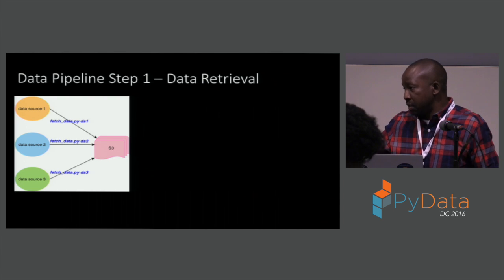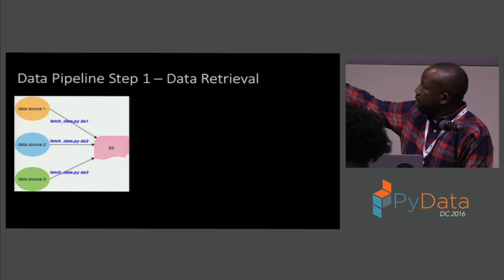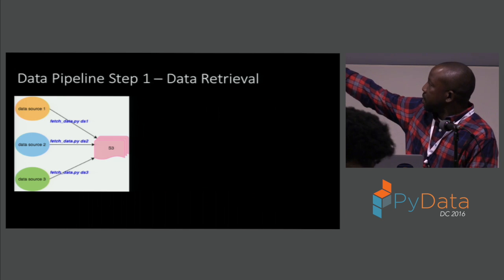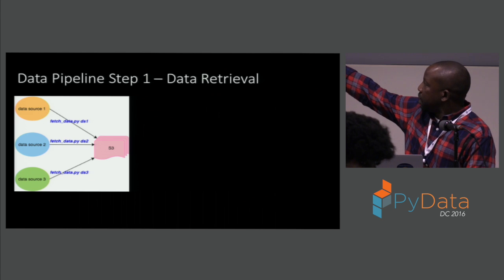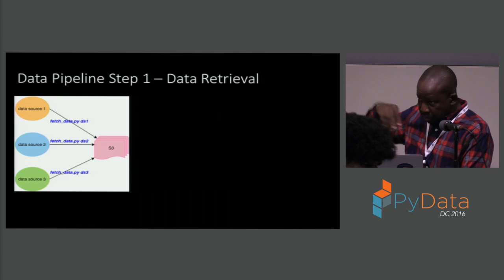So we have 3 data sources, for example, here. We could write some Python code that would specify: go and fetch data from data source 1, 2, and 3. And we're in the cloud, so we write it to S3, right?